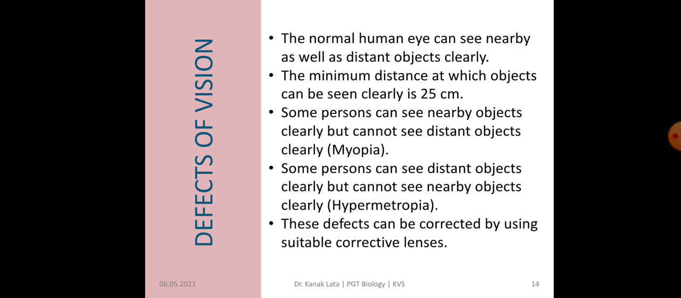And some persons can see distant objects clearly but cannot see nearby objects clearly. This defect is called hypermetropia, or farsightedness. But these defects are corrected by using a suitable corrective lens.